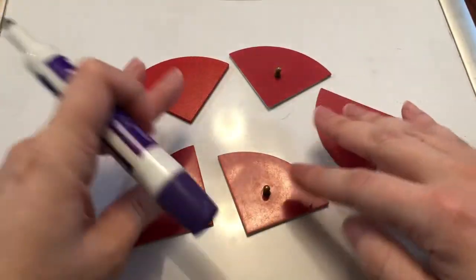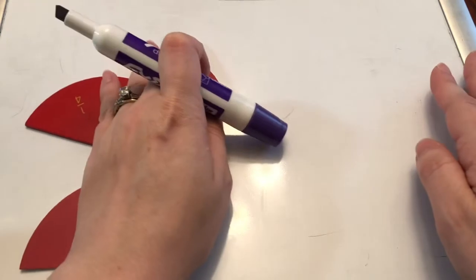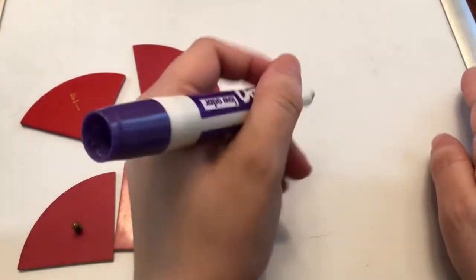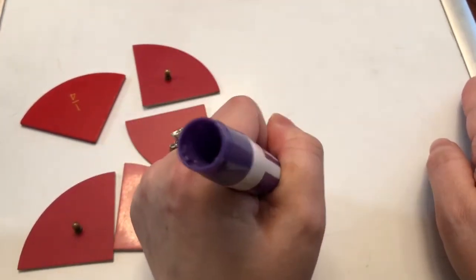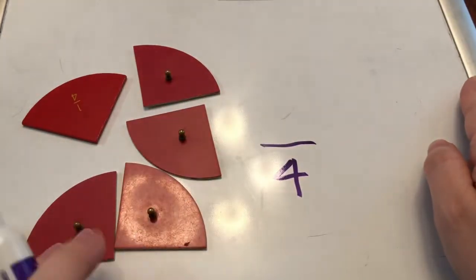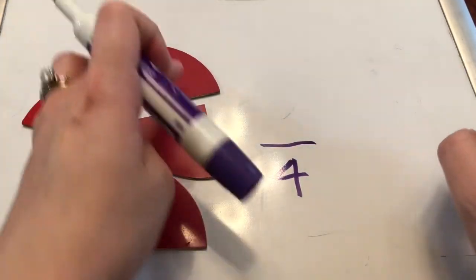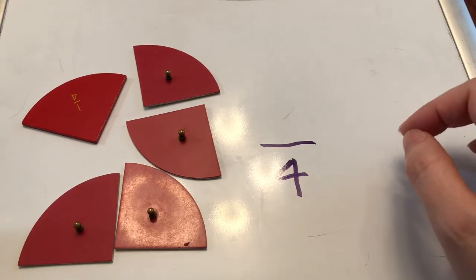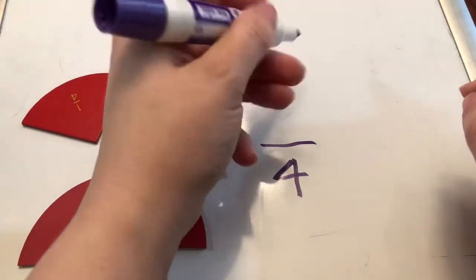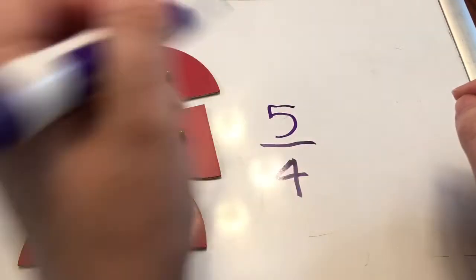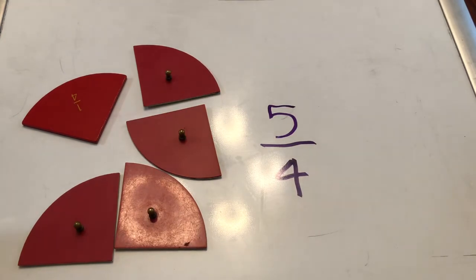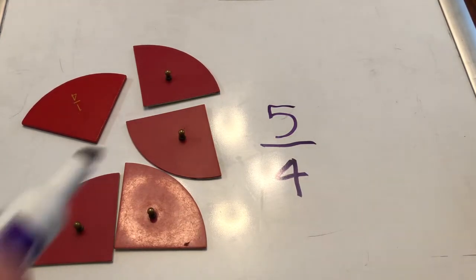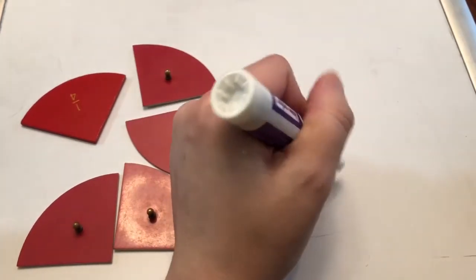So my denominator is going to be 4 because that's the fraction family I have. And the numerator is going to be the number of fourths that are present, which in this case is 5. 5 fourths. Now, this is called an improper fraction.